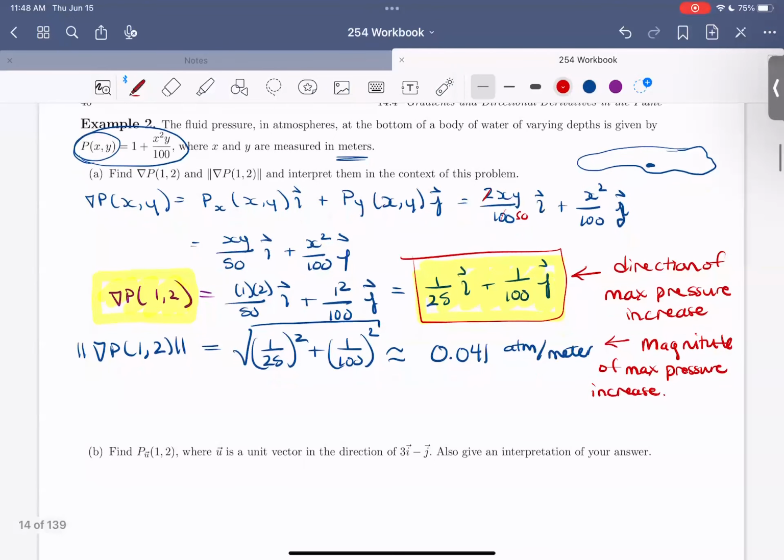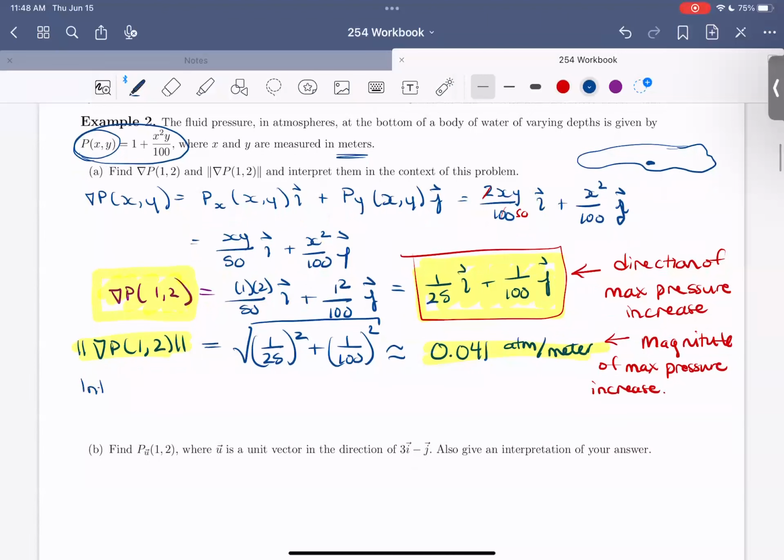Okay, so nice work so far. We talked about interpretations of both of these values already, but let's go ahead and make it a little bit more concrete. So I'm going to write out the interpretation. We're looking at the point (1, 2), and we're considering how the fluid pressure increases.